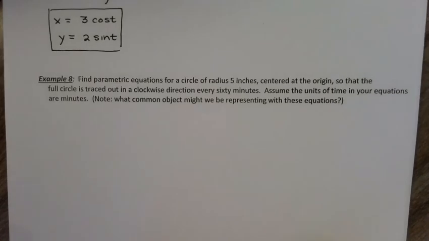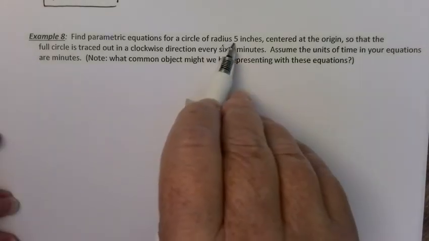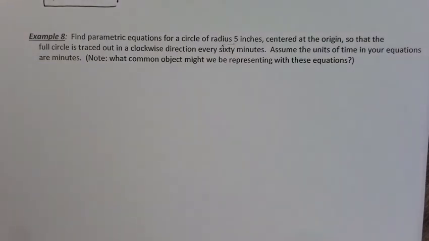One last example here. Find parametric equations for a circle of radius 5 inches, centered at the origin, so that the full circle is traced out in a clockwise direction every 60 minutes. Assume the units of time in your equation are minutes. And I'm sure you're all thinking, gosh, sounds a whole lot like a clock, and that's exactly what we're trying to model here. This is sort of like a clock where our minute hand has a length of 5 inches.